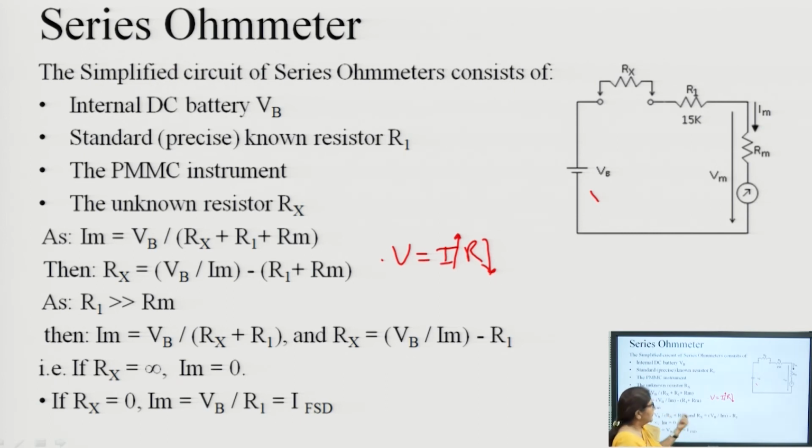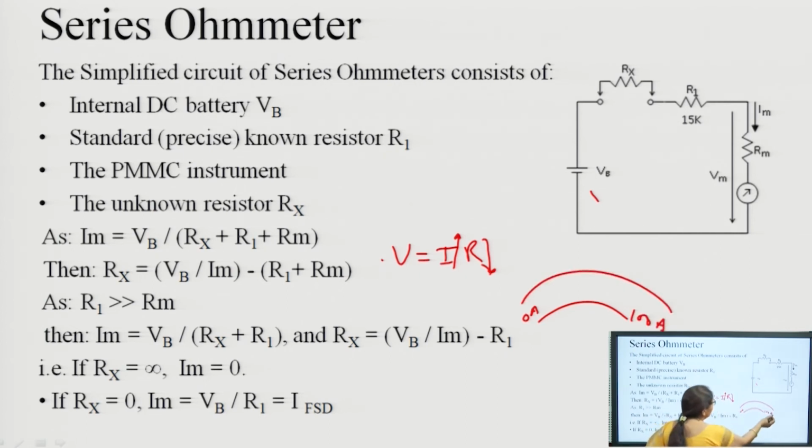Here the PMMC instrument resistance is very low, so we can ignore it, and then Im is equal to VB by Rx plus R1. Now, the scale of the meter goes from 0 ampere to, suppose, 100 milliampere. The resistance scale should be opposite to this, from 0 ohm to some value of resistance. So, for this we have to calibrate the resistance scale.